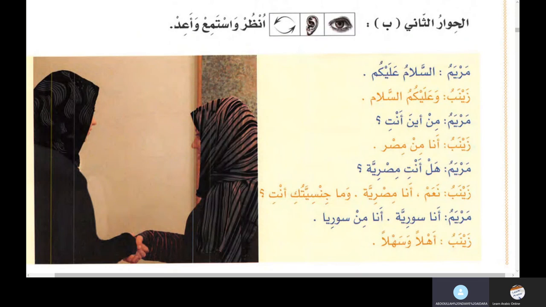Maryamu: من أين أنت؟ من أين أنت؟ Zainab: أنا من مصر. Maryamu: هل أنت مصرية؟ Zainab: نعم أنا مصرية. وما جنسيتك أنت؟ جنسية مريم.